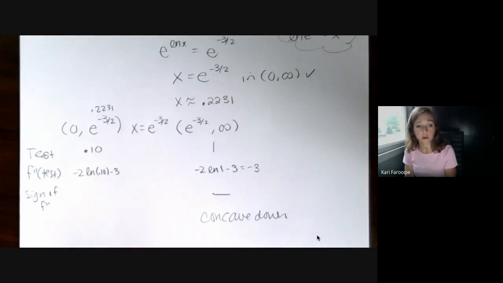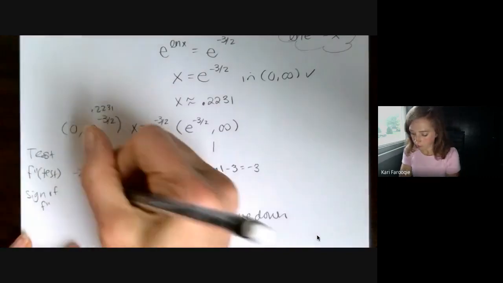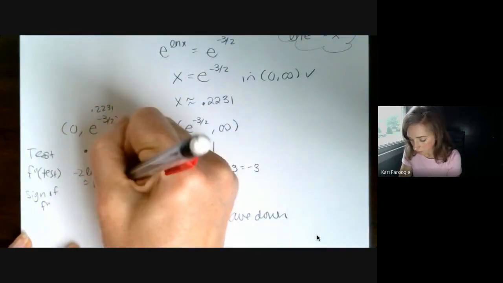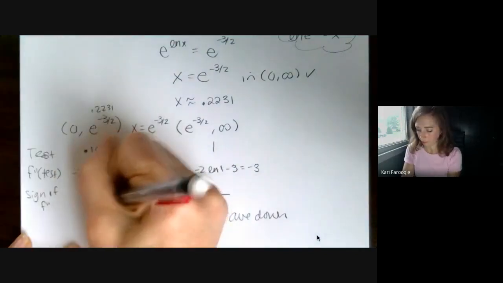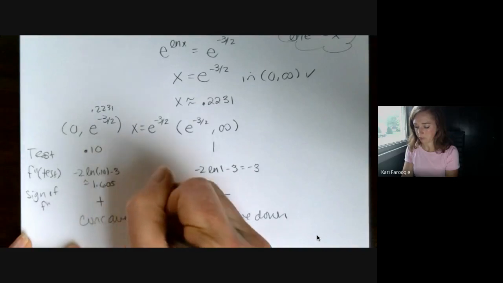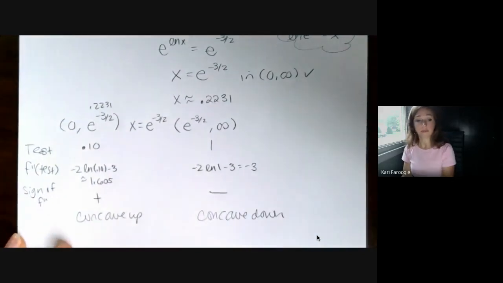And then for the other one, pop it into your calculator. It's probably going to be positive. -2 ln 0.1 minus 3 is approximately 1.605-ish. So it's positive and you are concave up on that interval.